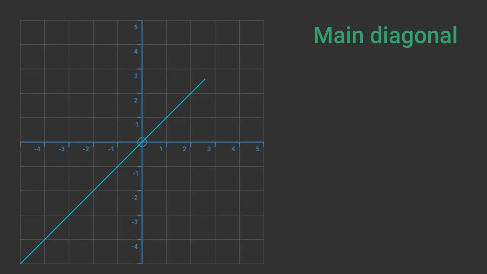The main diagonal line goes through the origin at an angle of 45 degrees. Here are some sample points on the line. These are 1, 1, 3, 3, and -3, -3. This time the pattern is slightly different. For every point, the values of x and y are equal. So this line has the formula y equals x.